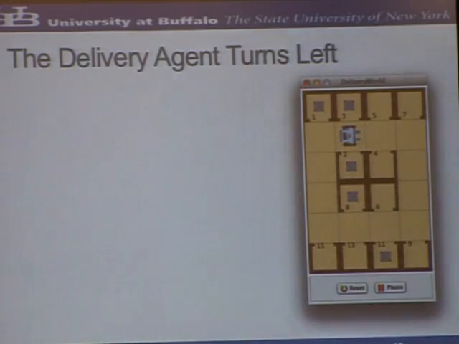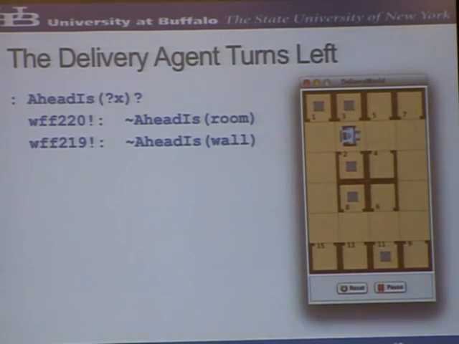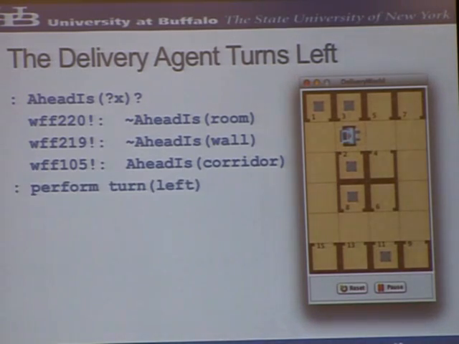So, the delivery agent turns left. See, this is why I needed to tell you about a simple agent. So it turns left. Right now it's facing that way, and I'll ask it, what's ahead? Ahead is what? And it says, it's not a room, it's not a wall, but it is a corridor, because I told it it's exactly one of those things.